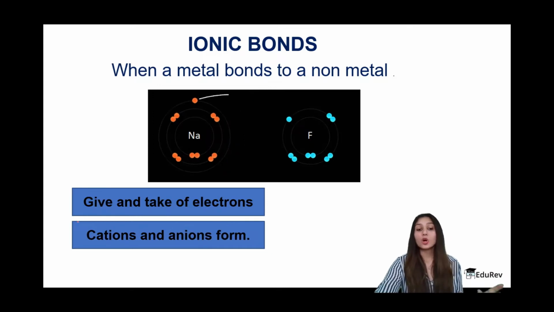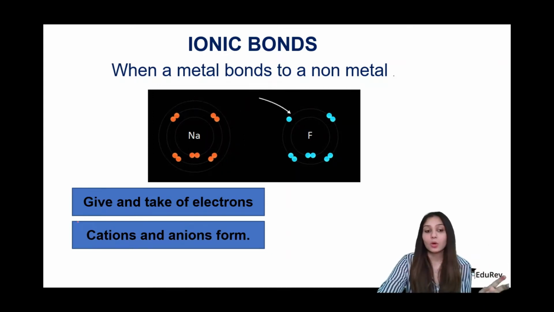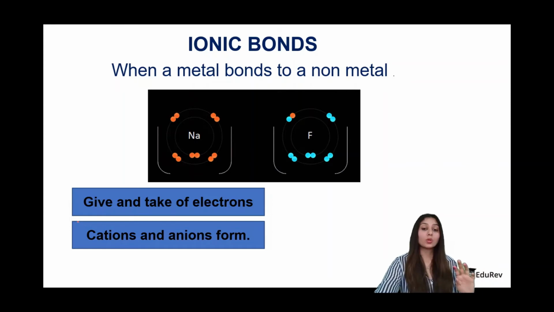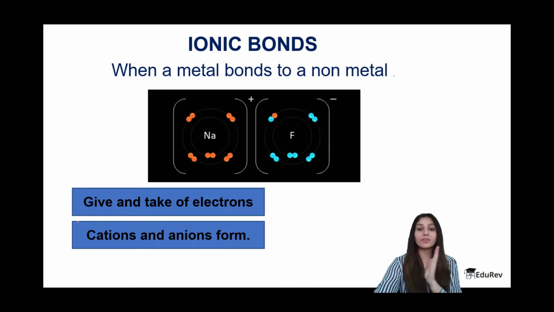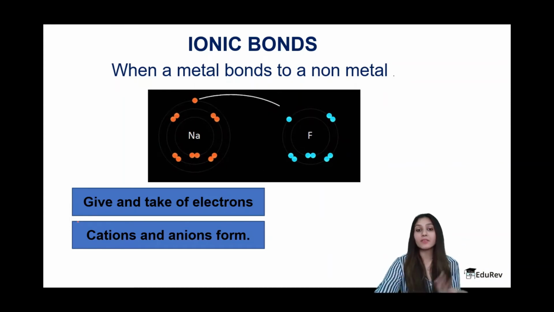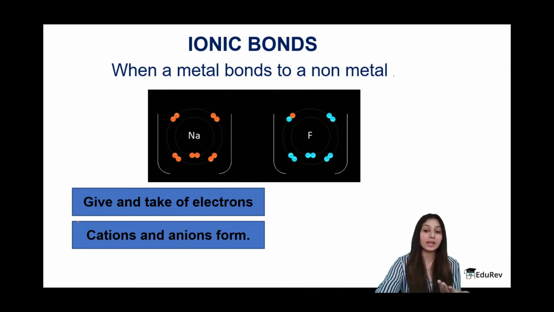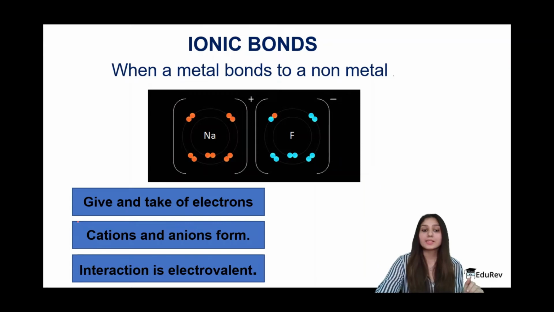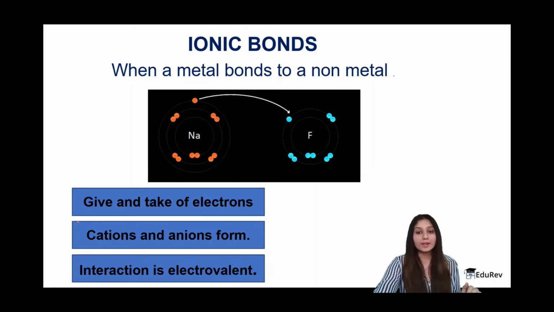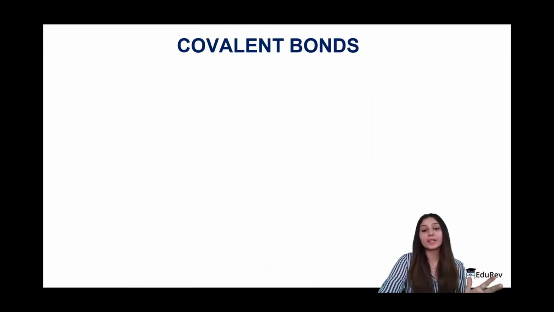Because of complete transfer of electrons, we have cations and anions. We have total ions which are formed. We have a positive ion, we have a negative ion which is formed. The one which is giving away its electron is becoming positive, which is a cation, and the one which is taking up is becoming negative, which is an anion. And this is also called an electrovalent bond. Now let's see what is happening in a covalent bond.